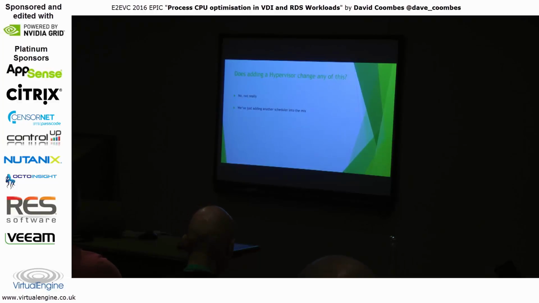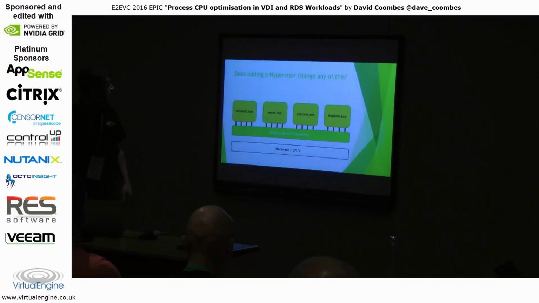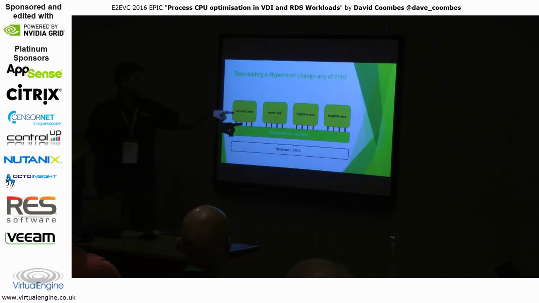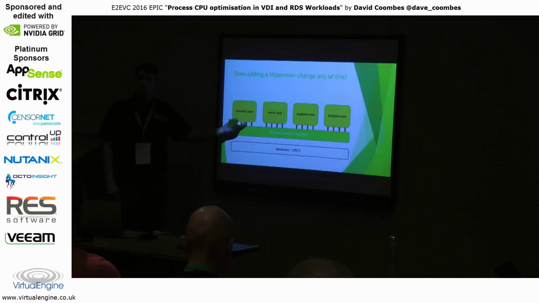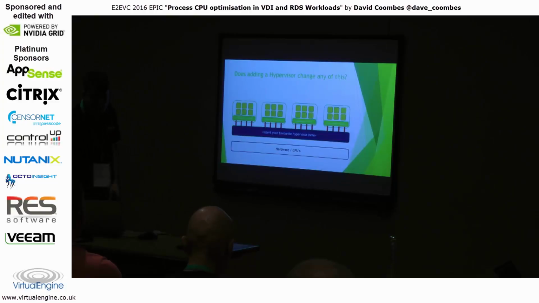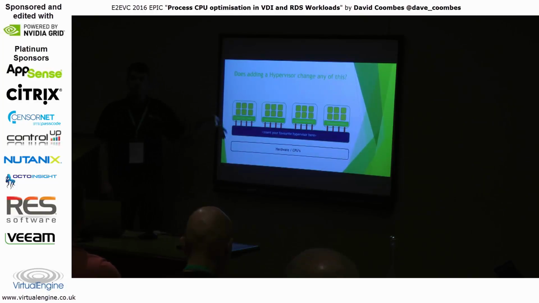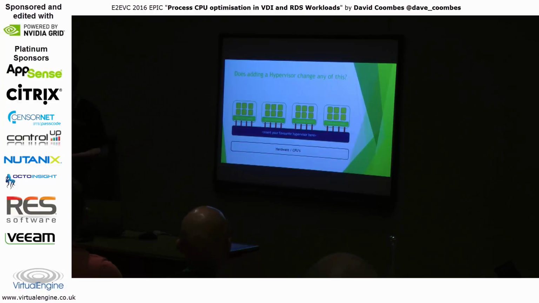So does adding a hypervisor change any of this? I would say not. It just adds yet another scheduler into that mix. So simply, I've got 4 processes with 4 threads, and the schedulers we've just talked about deal with making sure they run on the CPUs. If you add a hypervisor in, it's doing exactly the same thing. Instead of scheduling processes with threads, it's scheduling VMs with virtual CPUs. It's the same thing. Yes?